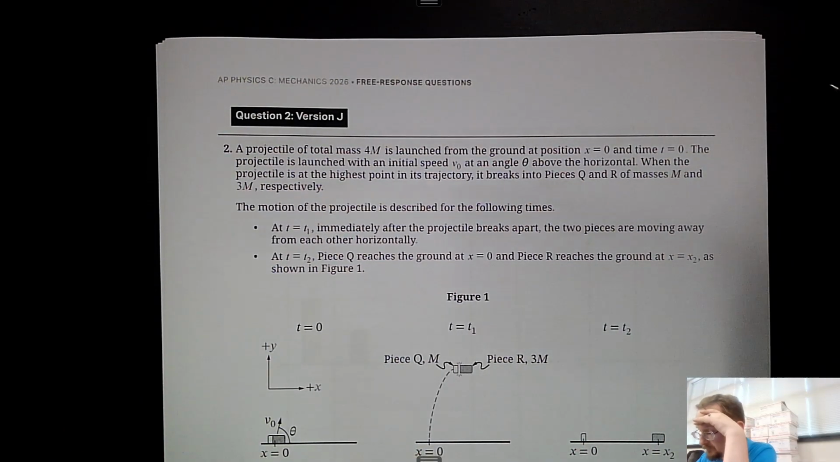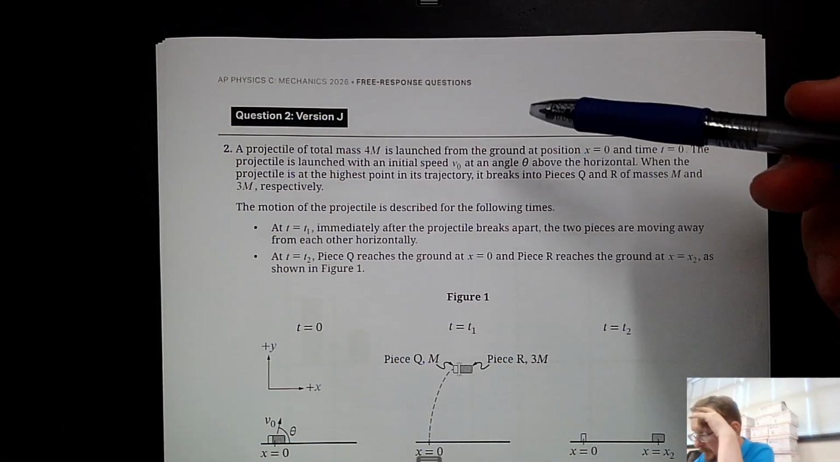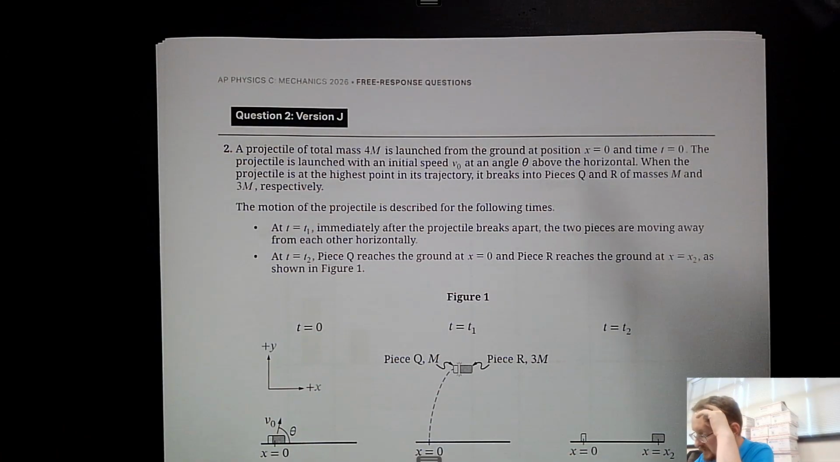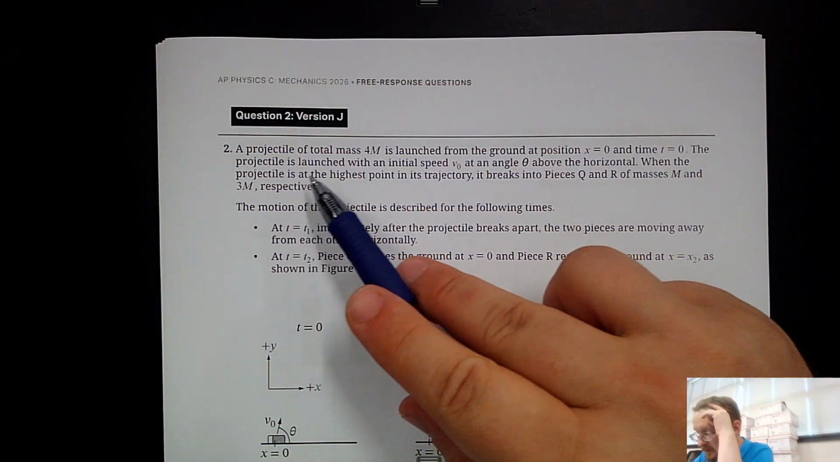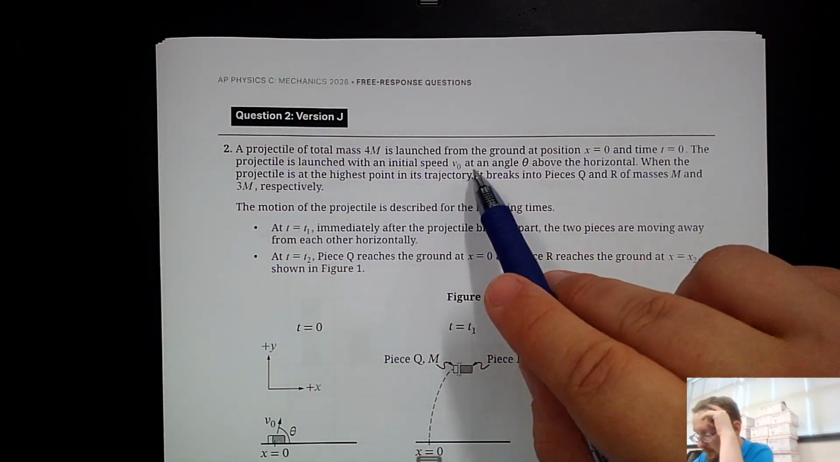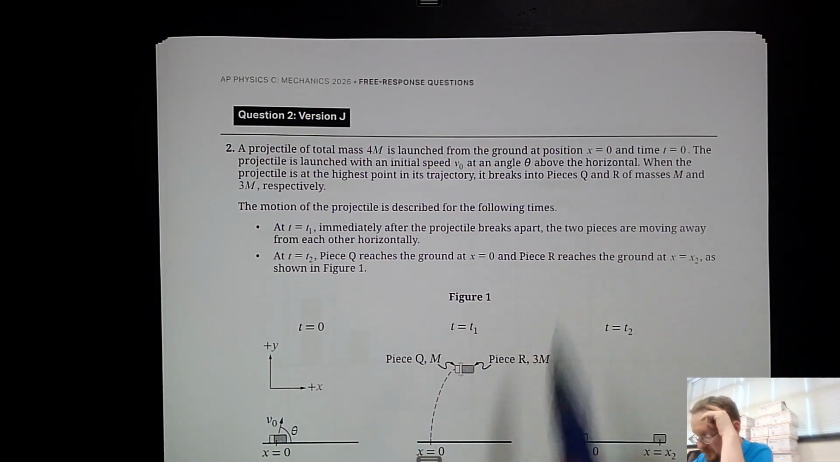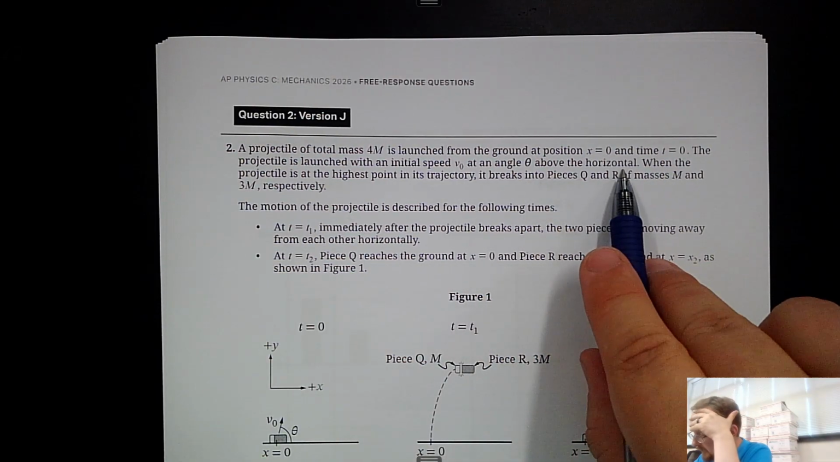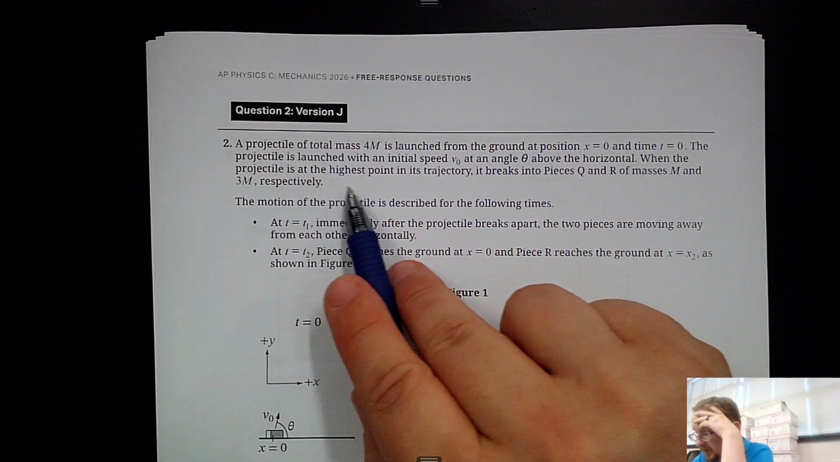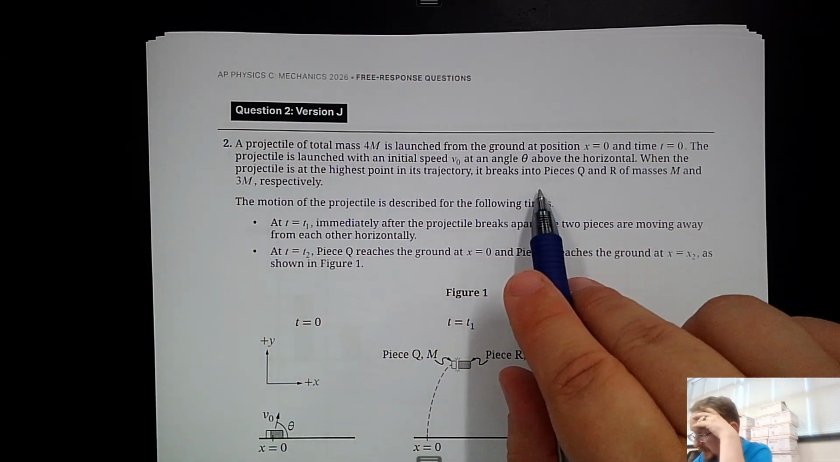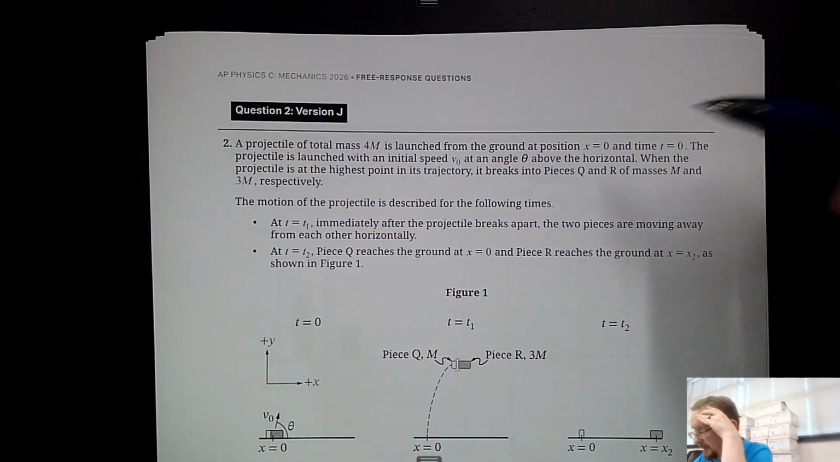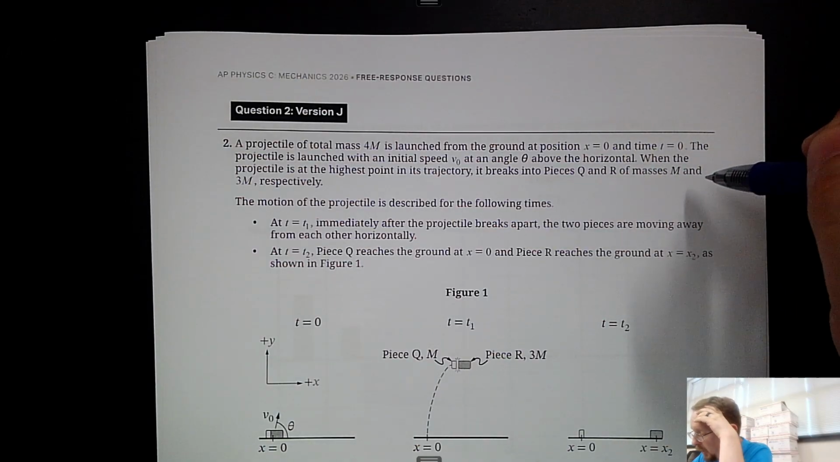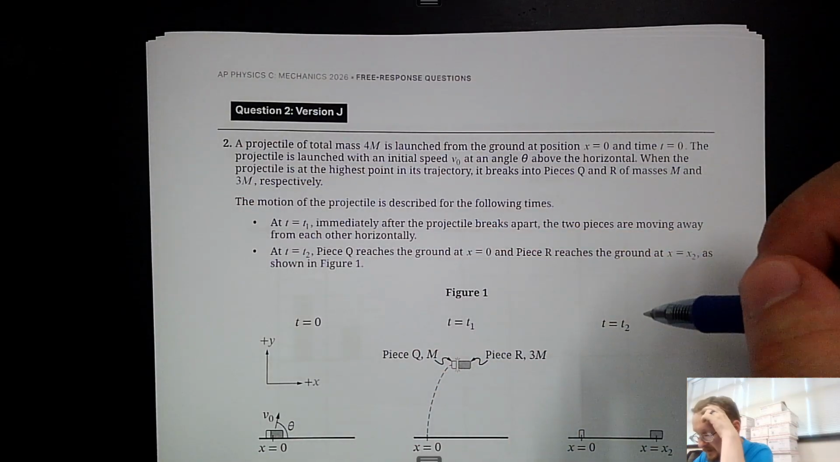A projectile of total mass 4m is launched from ground at position x equals 0, time equals 0. The projectile is launched with initial speed v naught at an angle theta above the horizontal. Great, I'm fine with that. When the projectile is at the highest point in its trajectory, it breaks into 2 pieces. Great. Q and R of masses m and 3m respectively.